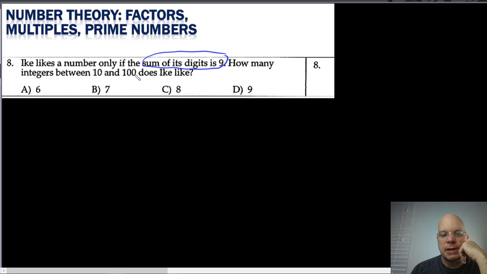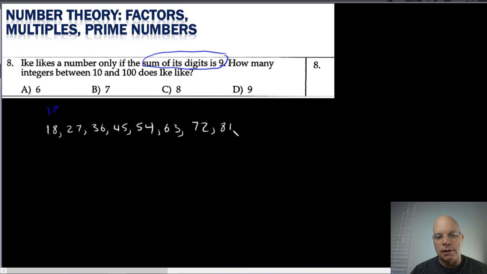But basically I don't need to check very many numbers, I just need to check any multiples of 9 between 10 and 100. So the first multiple of 9 greater than 10 is 18, 27, 36, 45, 54, 63, 72, 81, 90, 99.